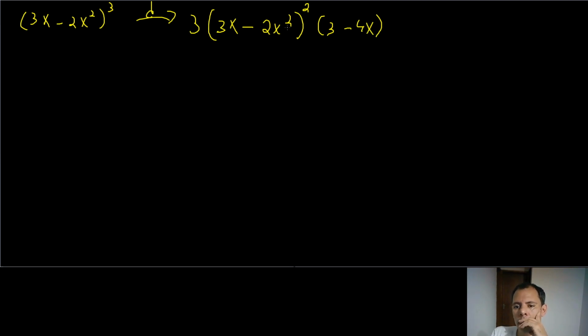There you go. You don't have to multiply it out. You don't have to expand this binomial and then multiply by this. You just have to show it. So it's going to be 3 times (3x minus 2x squared) times (3 minus 4x). That's it.